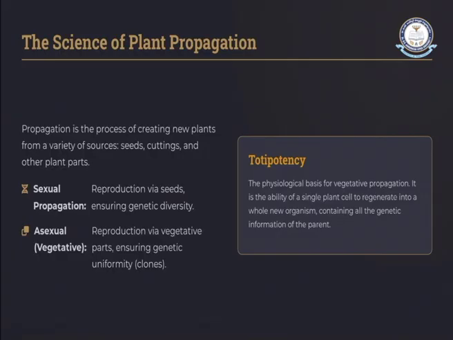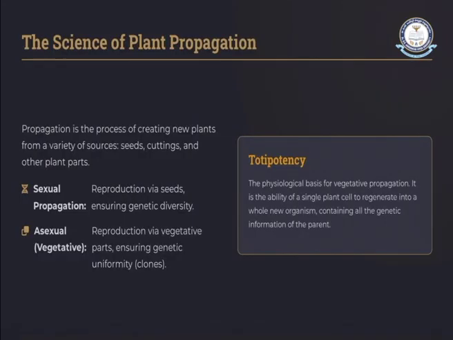Sexual propagation is through seeds. This will ensure genetic diversity. That means a genetically different plant variety will come out if we use sexual propagation. Asexual propagation, or vegetative propagation, is the most commonly used type of propagation, which is done through vegetative parts like stem, leaves and buds.